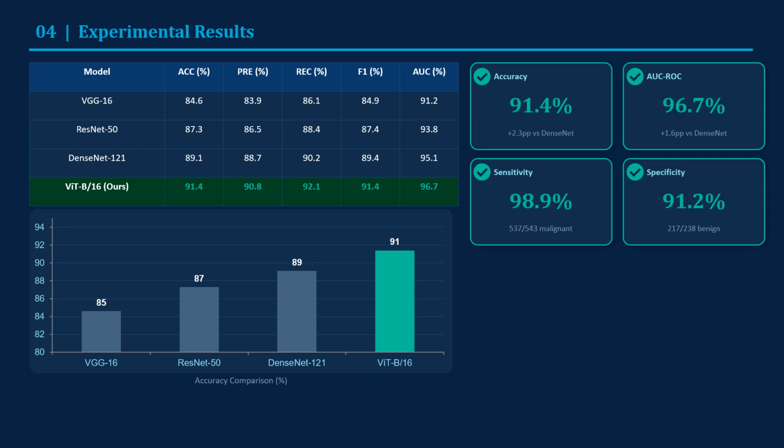Overall, these results show that vision transformers can capture important tissue information more effectively than the CNN models evaluated in the study.